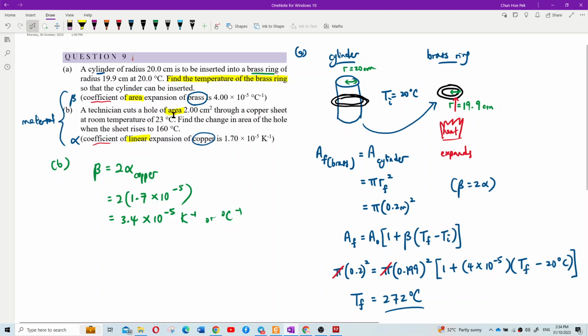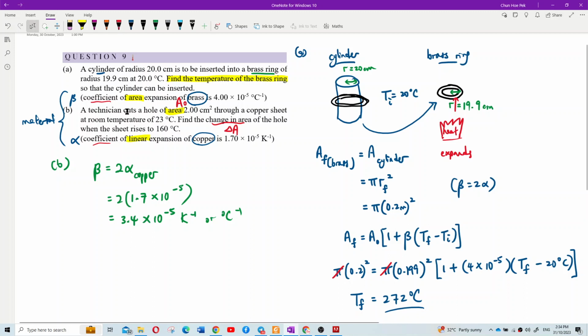Okay, so a technician cuts a hole of area 2 cm square through a copper sheet at room temperature. Find the change in area of the hole when the temperature rises to 160 degrees Celsius. So this is the final temperature, and 23 is the initial temperature. Change in area means what? I want to find delta A. The hole of area 2 cm square is the initial area.